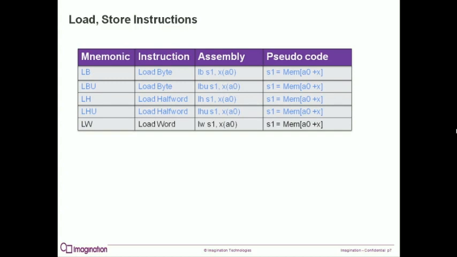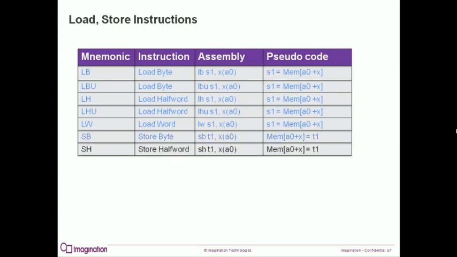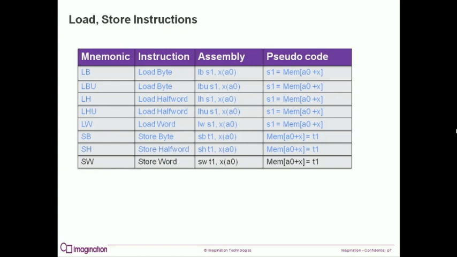All store instructions use a source register and a destination register with a signed immediate offset. Store byte stores the least significant byte in the source register to any address. Store half word stores the two least significant bytes in the source register to a half word aligned address. Store word stores the contents of the source register to a word aligned address.